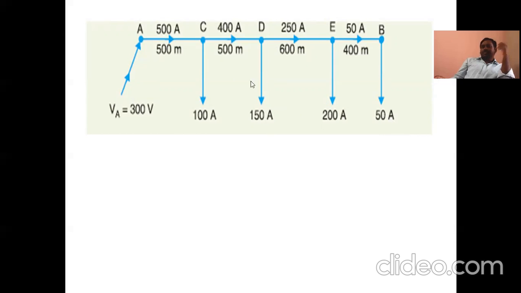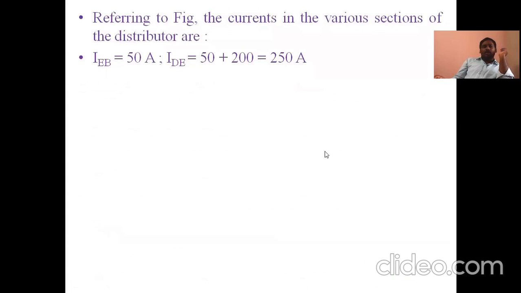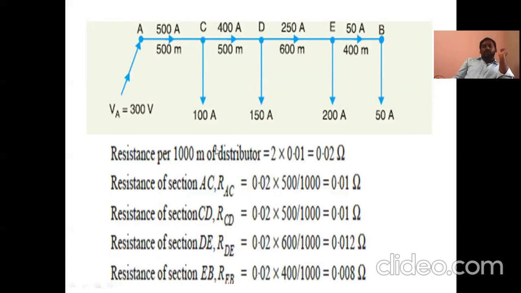So totally, how much current is drawn? 100 plus 150 plus 200 plus 50: 150, 350, 400. So that's the total current. Now first we have to calculate the resistance, and then we calculate the voltage drop.